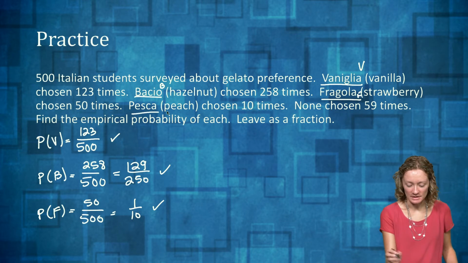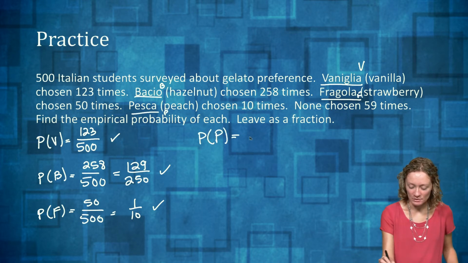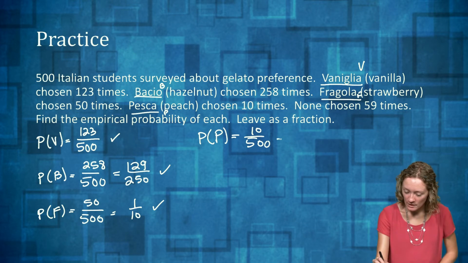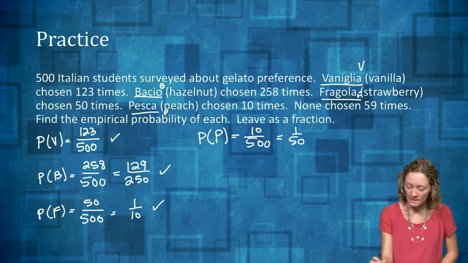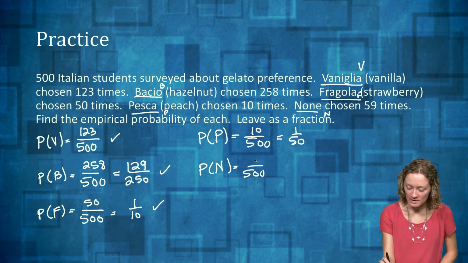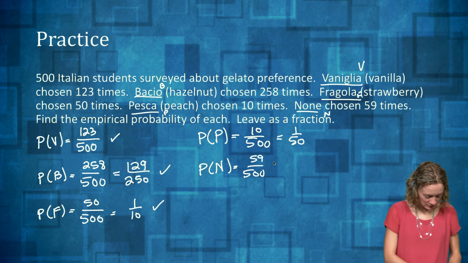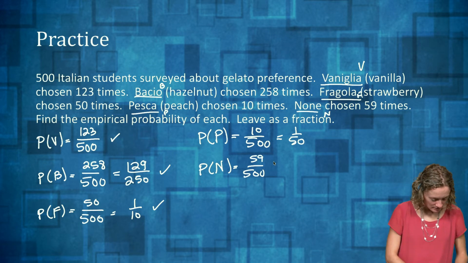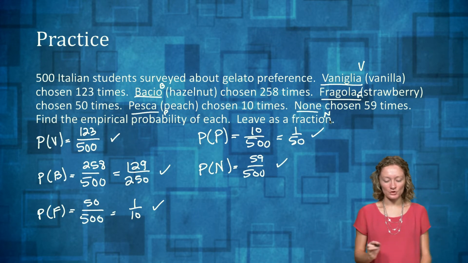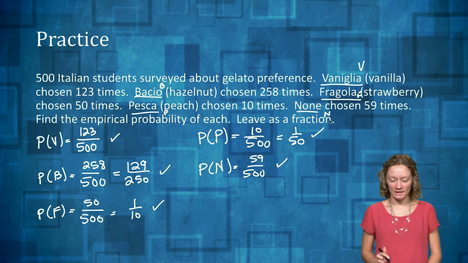The next one is Pesca Peach. Probability of peach being chosen of the 500, 10. We get 1 over 50. And then the last one, none. Probability of none. Out of the 500, we had 59 choose that, and I don't think that simplifies. Nope, that's as good as that one gets. So those should be what your 5 answers look like here.